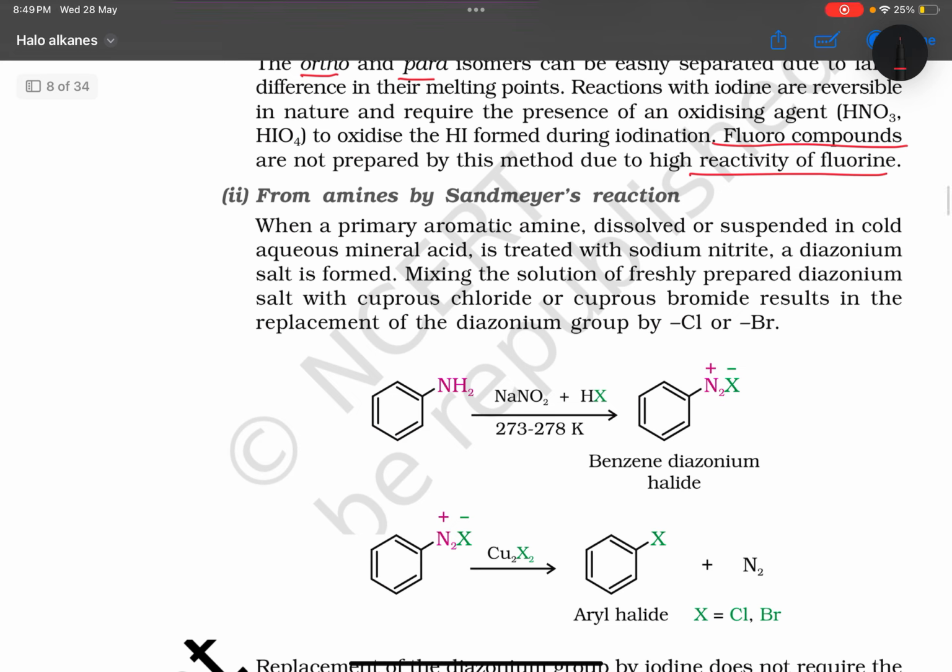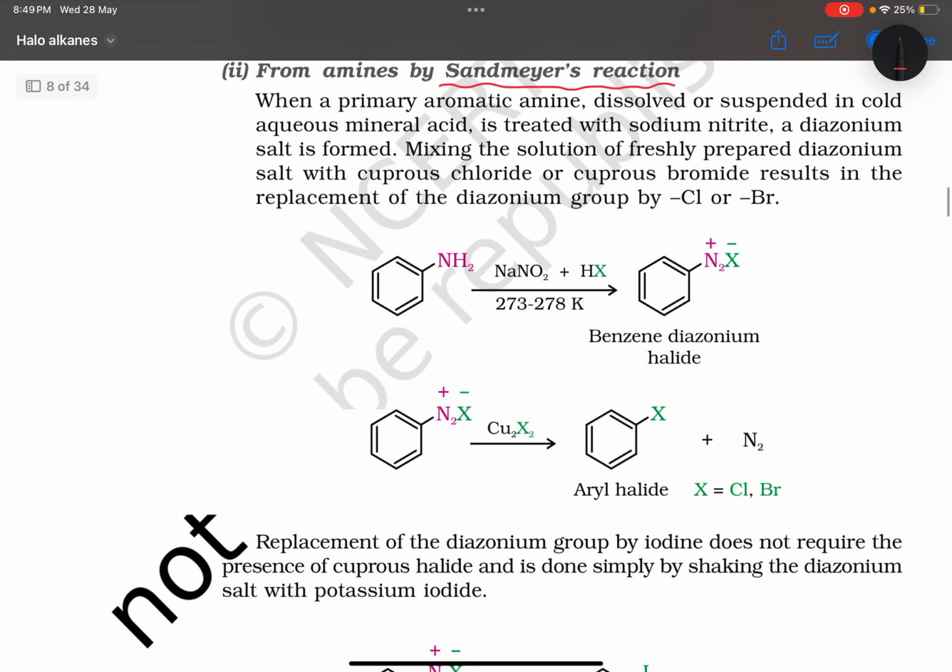From amines by Sandmeyer's reaction. When a primary aromatic amine dissolved or suspended in cold aqueous mineral acid is treated with sodium nitrite, a diazonium salt is formed. Mixing the solution of freshly prepared diazonium salt with cuprous chloride or cuprous bromide results in the replacement of the diazonium group by Cl or Br. This reaction is known as Sandmeyer's reaction. A very similar reaction, you can use Gattermann also. I think that is not mentioned here.